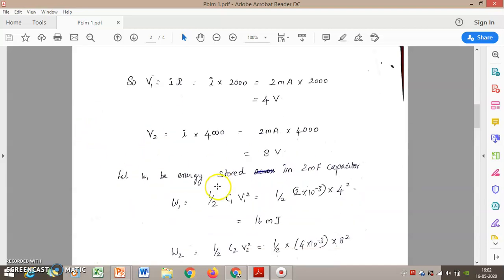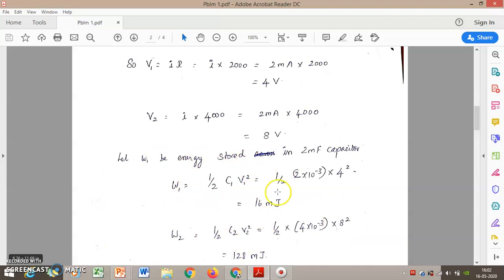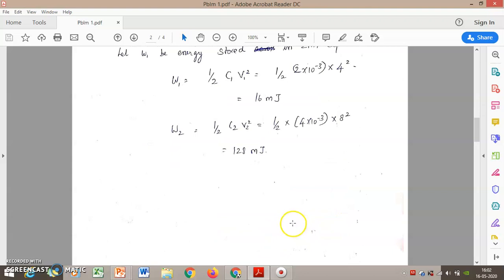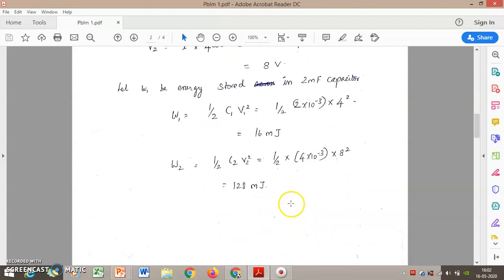Now, having found V1 and V2, we can substitute and find W1, W2 easily. W1 is equal to half C1 V1 squared. C1 is 2 millifarad, and V1 is 4 volt. Similarly for W2, C2 is 4 millifarad and V2 is 8 volt. This is what we can find. We can easily find the energy stored in the capacitor.